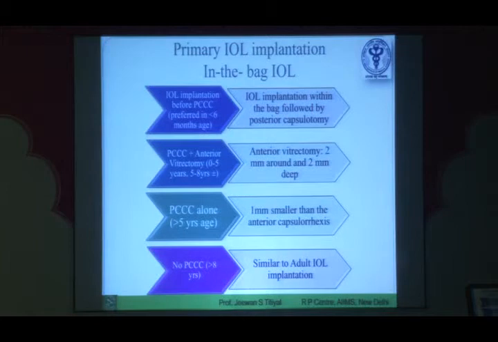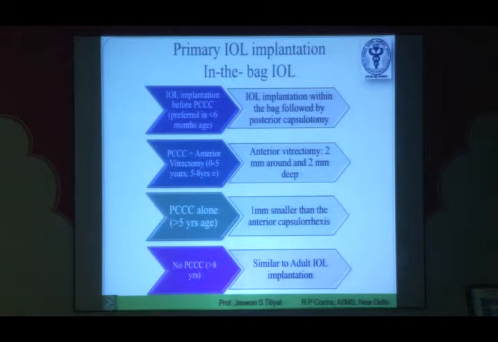So the first option, in a child less than 6 years, you can do IOL implantation within the bag, and you can do just PCC in that case. Anything between 5 to 8 years, you can do an anterior vitrectomy, plus or minus. It depends on the surgeon's acceptability and their results. But if the child is young, then you have to do a PCC with anterior vitrectomy. If the child is infantile, people sometimes do optic capture also.